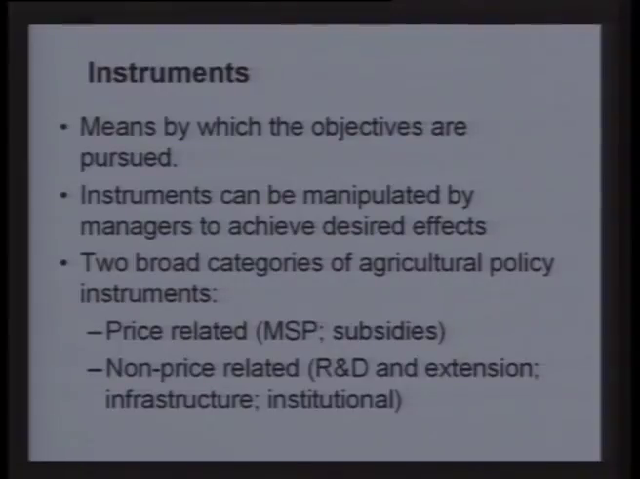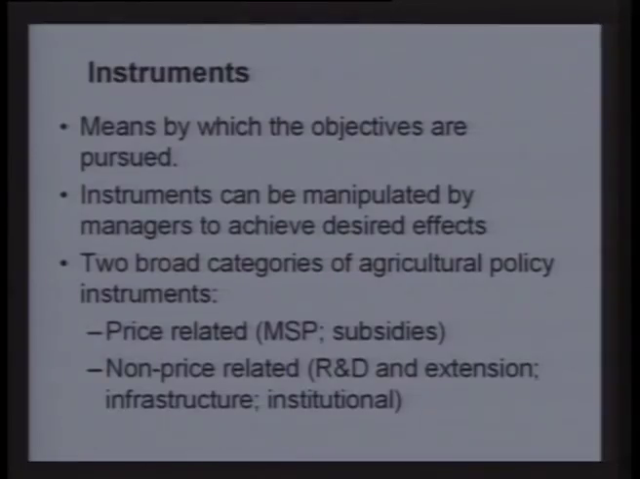Price related instruments are the minimum support prices the government announces before every season, Rabi season or Kharif season. The second price related instrument is the subsidy, provided on input purchasing by the farmers or seed purchasing. Non-price related instruments are research and development and extensions. Support the agriculture research systems or extension system in order to develop new technology or to translate the developed technology to the farmers level. Then developmental infrastructure and developmental institutions are also non-price related instruments.